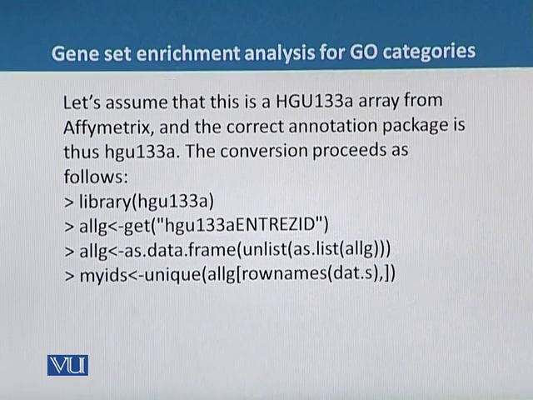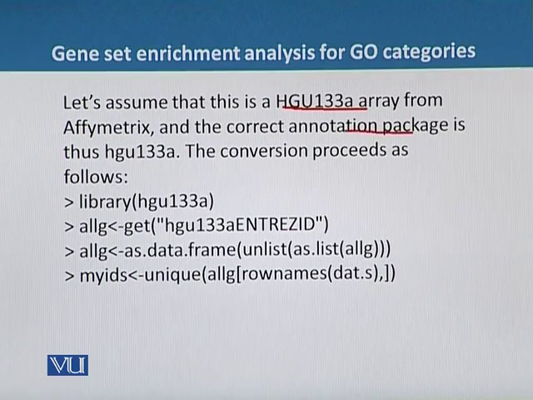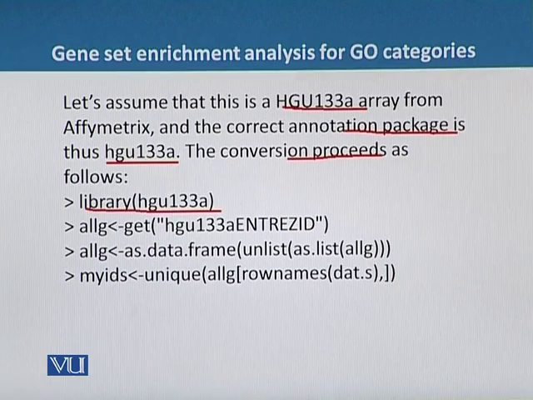So let's assume that this is an HGU133A array. This is the human array by Affymetrix, and the correct annotation package is hgu133a.db. The conversion proceeds as follows, because we have to use the 3 steps. First, we have to open this library, and then the 3 steps will be accomplished.